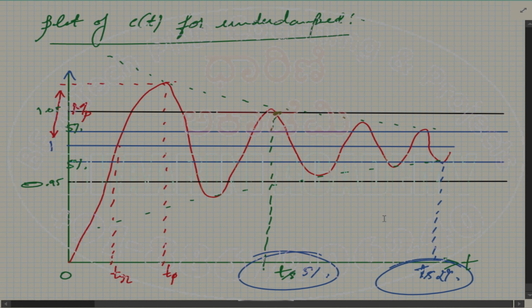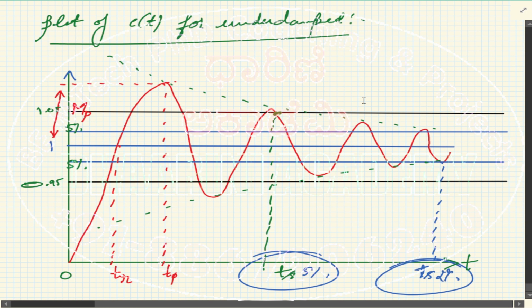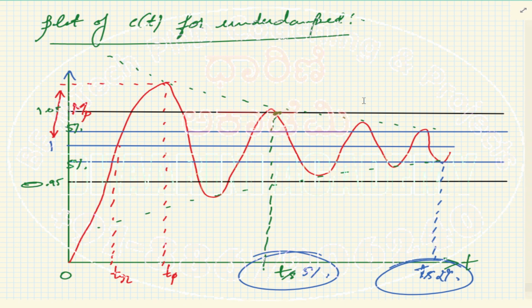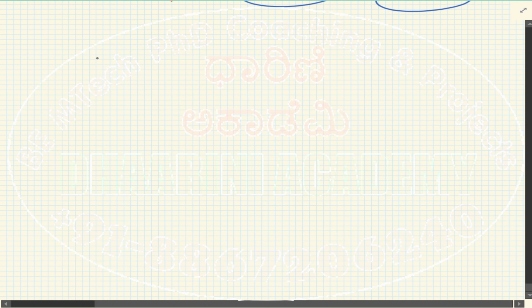In the previous class we were discussing the time response of a second order system for various inputs. Specifically, this graph was for the step input. When we give a step input to the second order system, the time response looks like this, and this is for the underdamped condition, right? So now we'll write the required equations for the calculation of the various parameters.